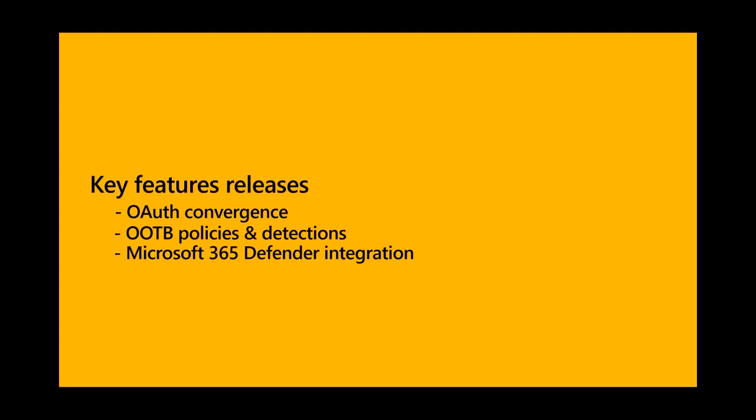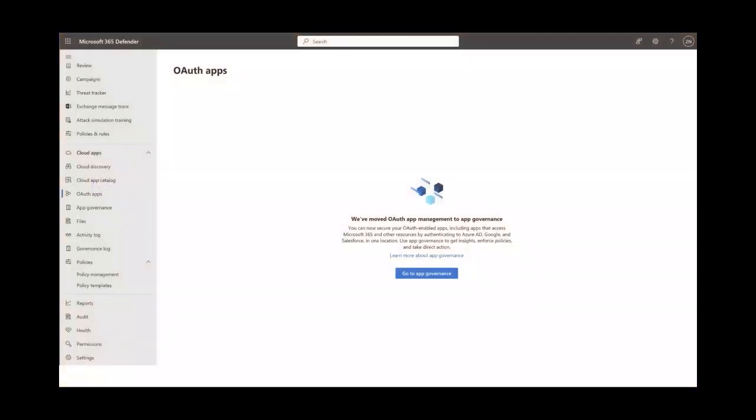If we go to the next slide, you can see here when you go to the OAuth apps node on the left nav, it will now direct you to App Governance instead, because we've converged the OAuth app experience within the App Governance node. And I'm going to take over the sharing to do a demo.